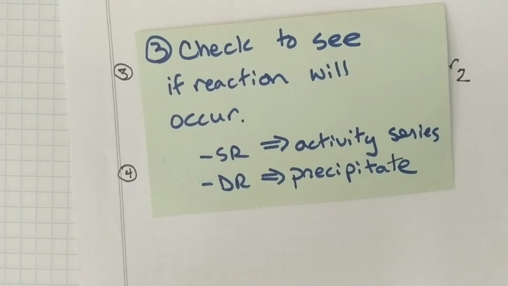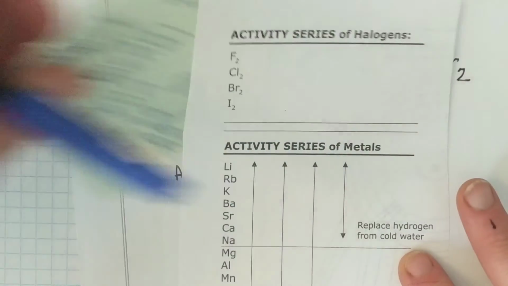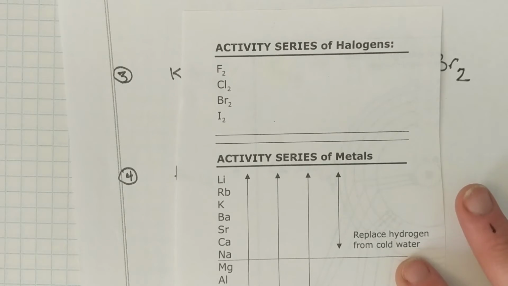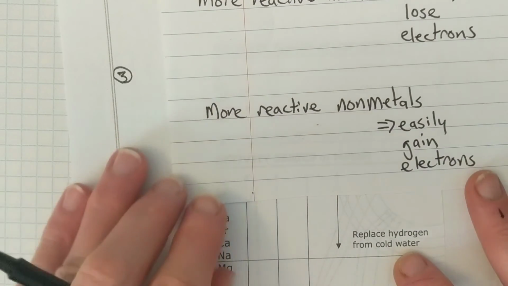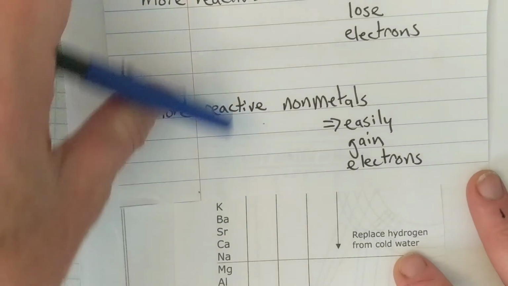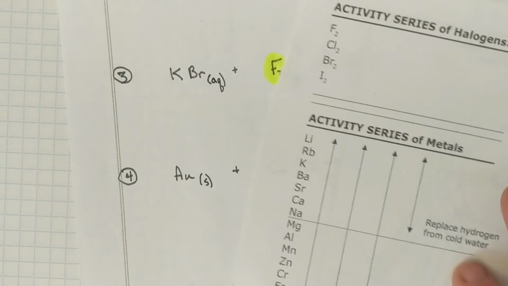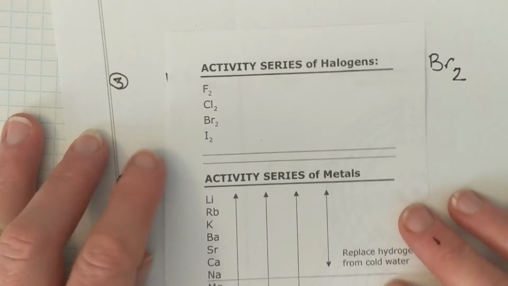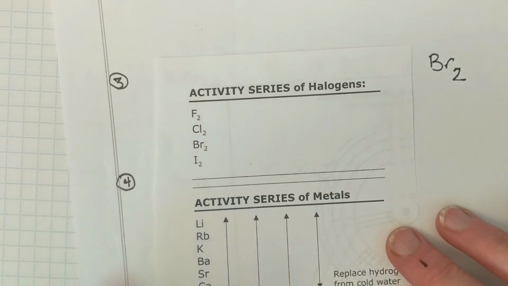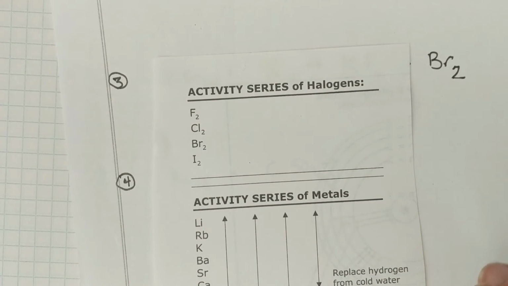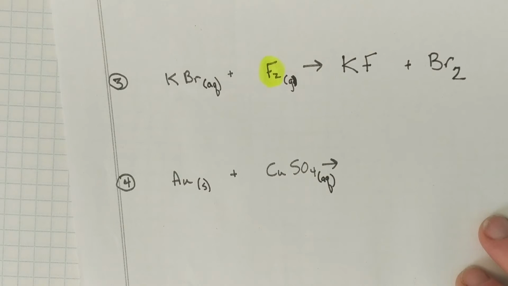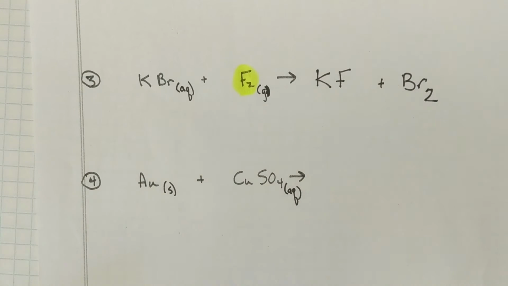Now we have to check to see, will this reaction actually occur? Well, we need our activity series. This is a little easier. Now with nonmetals, more reactive nonmetals easily gain electrons. So these are going to try to grab these electrons. So let's see, fluorine is way more reactive than bromine. So this is going to happen. This is a reaction that will happen.